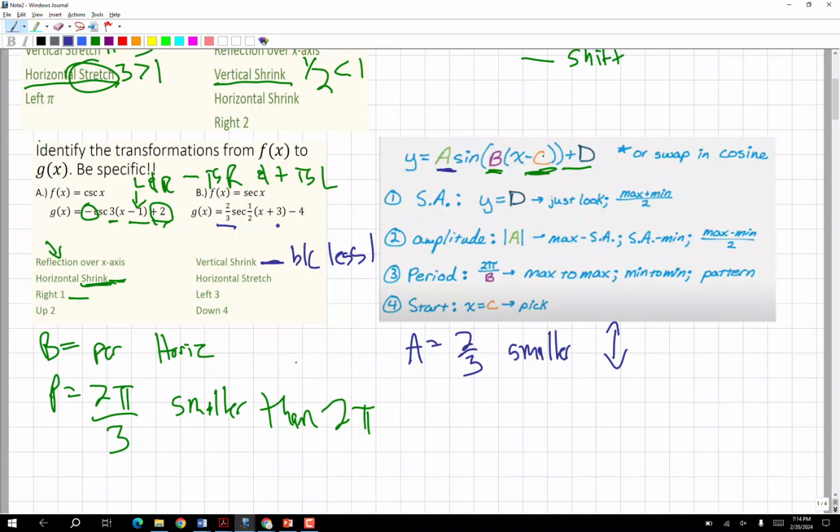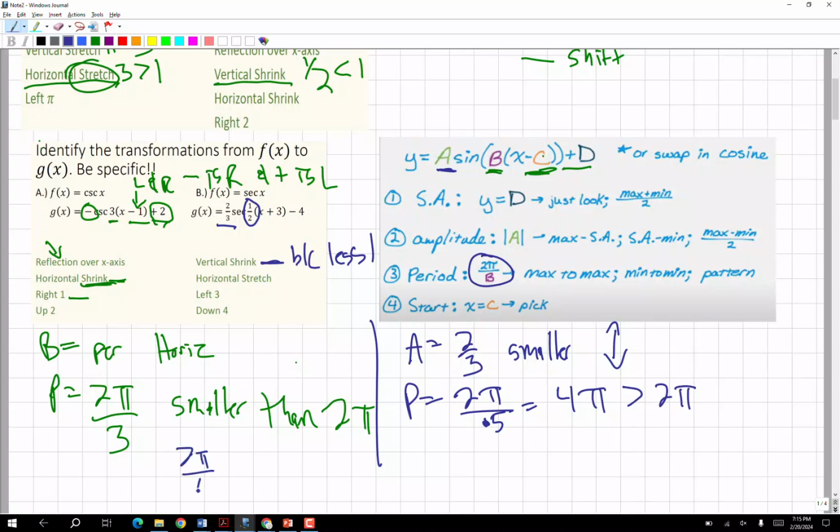Horizontal stretch. Remember, horizontal stretch is your period, right? So my period equals 2 pi over B. So it's 2 pi over 1 over 2, I'm going to make it a decimal, 0.5. 2 pi over 0.5 is 4 pi, right? And 4 pi is bigger than 2 pi, which is our base. Remember, if this was a 1, it'd be 2 pi over 1, so this would be smaller and this would be bigger. That's why it's got the horizontal stretch.